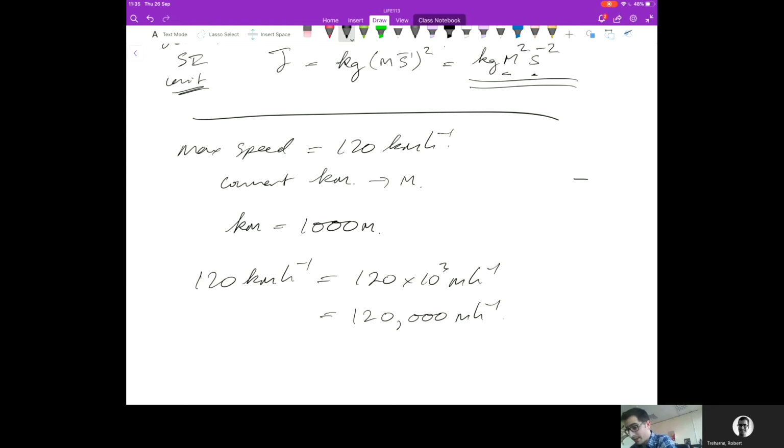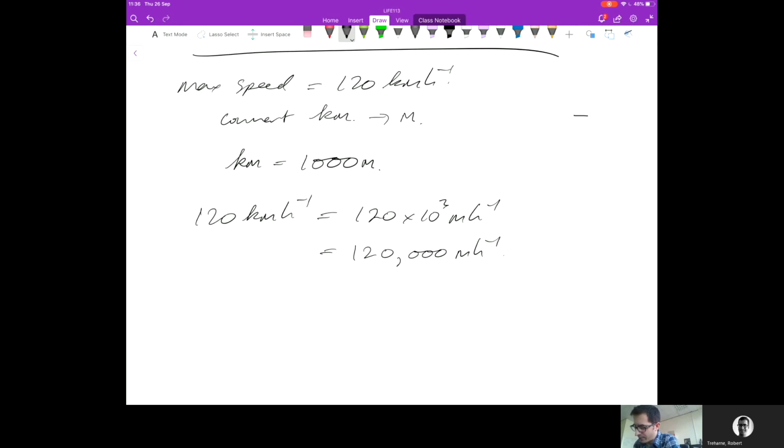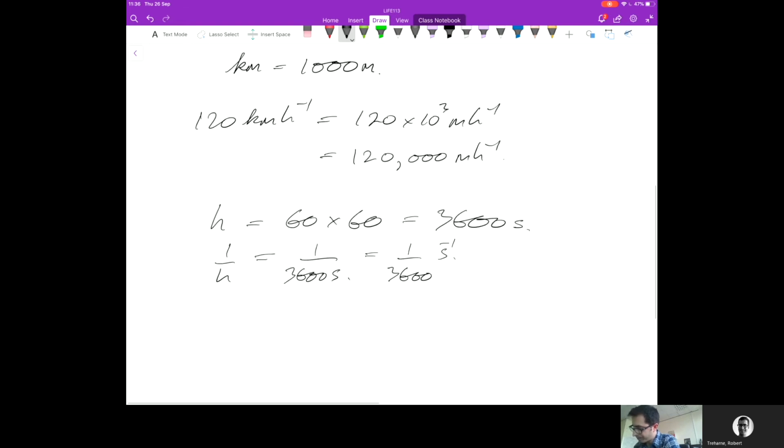I also want to convert hours into seconds. How do I do that? Well, remember it's over hours as well, so I'm probably going to need to divide instead of multiply here. Let's figure out how many seconds are in an hour. How many minutes are in an hour? 60. How many seconds are in a minute? 60. It's equal to 3,600 seconds. You can sit there and count them out if you want, but there are 3,600 seconds in an hour. So in 1 over hour, there is 1 over 3,600 seconds, or 1 over 3,600 s to the minus 1.